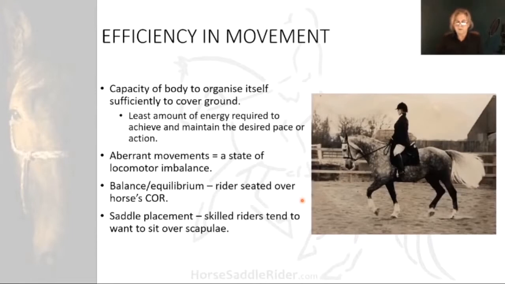And saddle placement plays a part here, because skilled riders tend to want to sit over the scapulae, or where the centre of rotation or mass is likely to be concentrated. And you can see that very much in the elite dressage riders. Their saddles are so much more forward over the scapula. Some of them are quite exaggerated, so watch out for that. And all they're merely doing is just trying to get their centre of mass rotation connected with that of the horse.